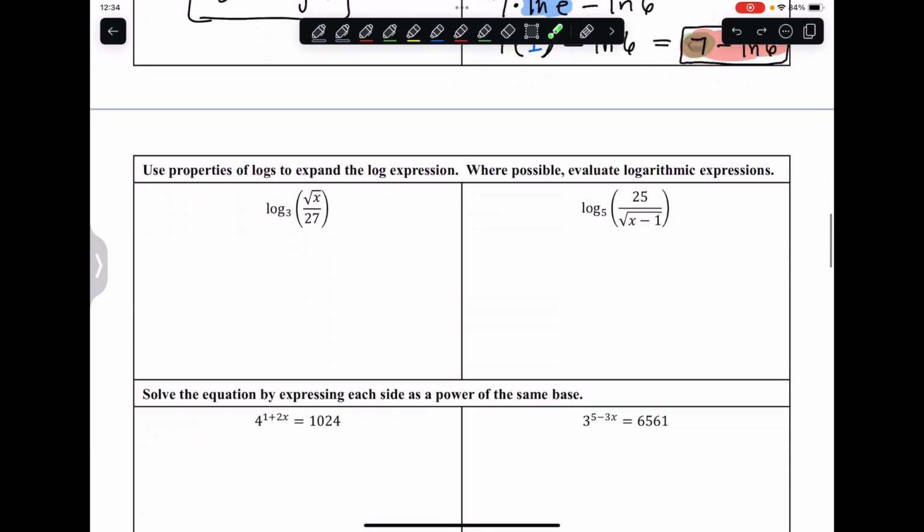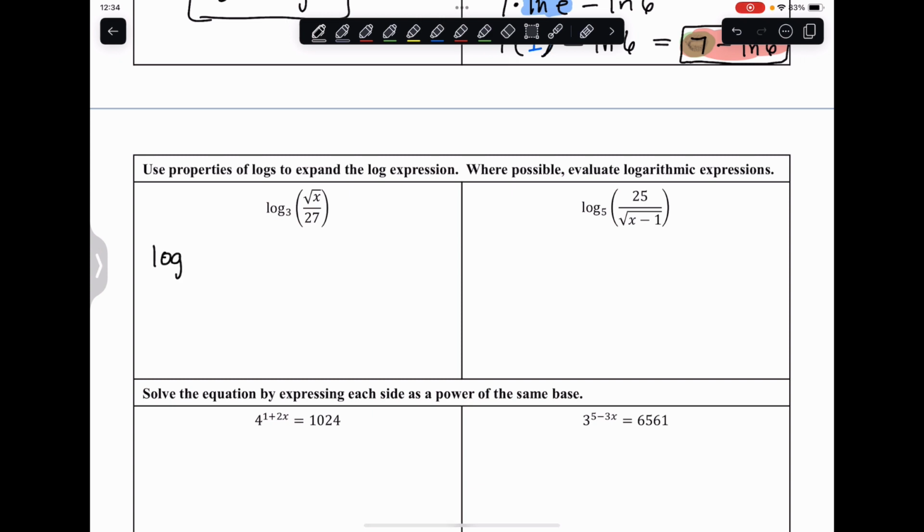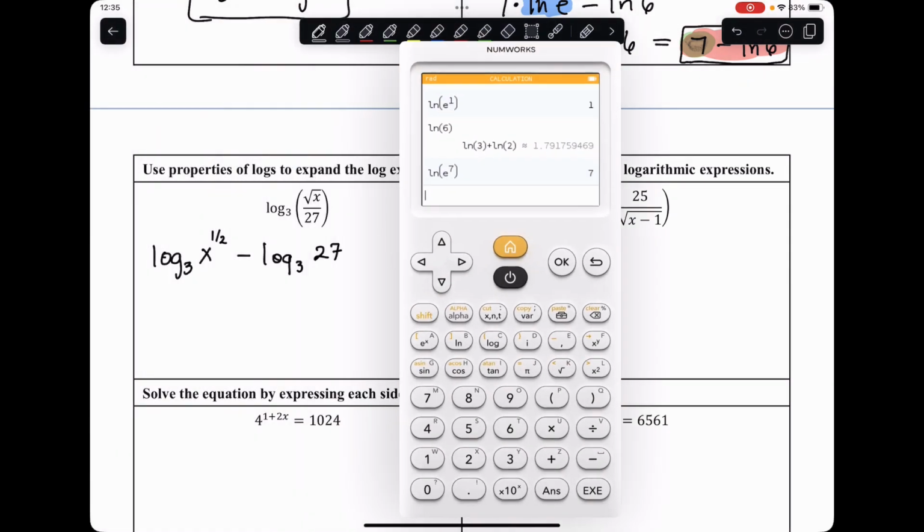So now let's look at the next examples. Here we want to expand and we have 2 more dividing ones. So the first thing is that we have the log base 3 of x. The square root of x is the same thing as x being raised to the 1/2 power, so you have to make sure that you write it like that, minus the log base 3 of 27.